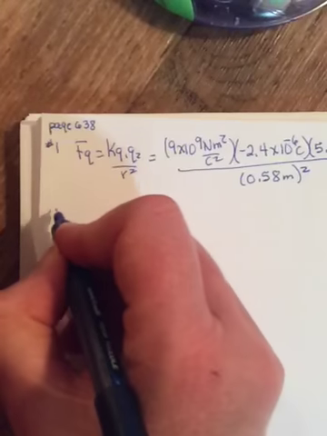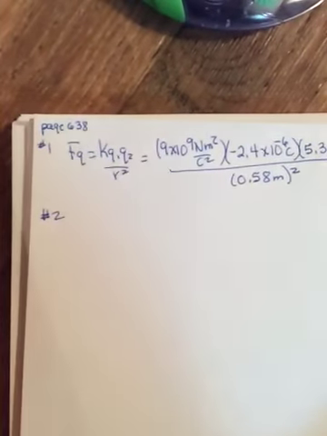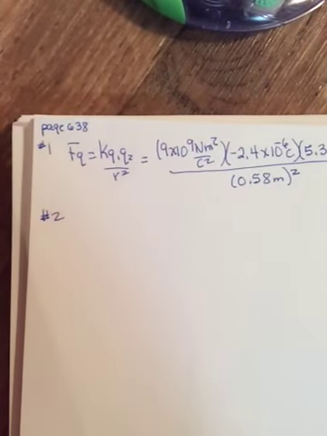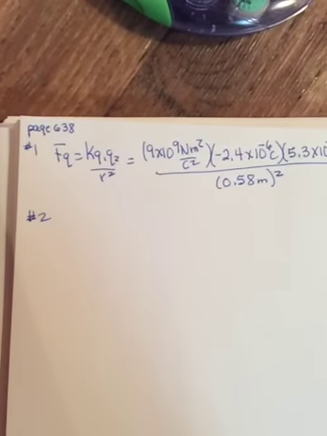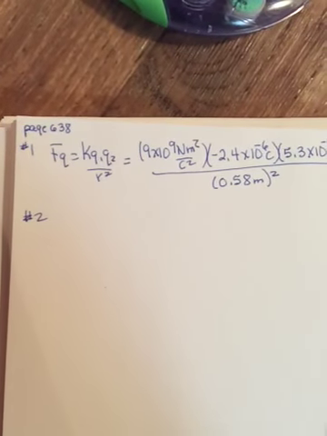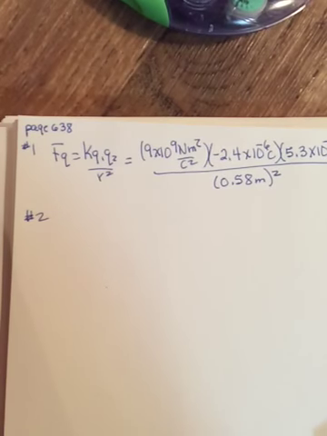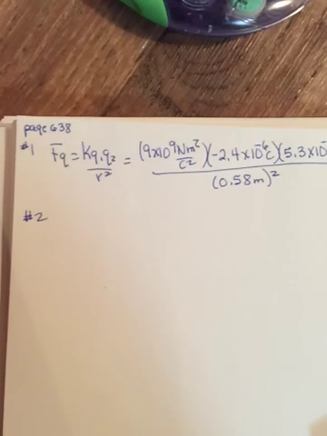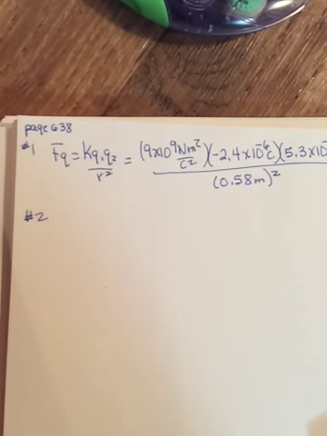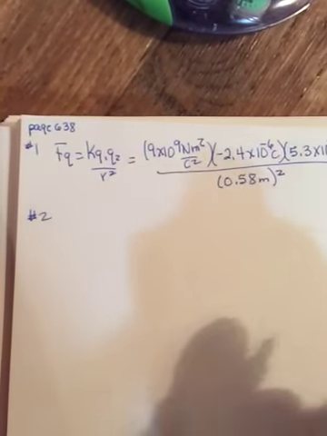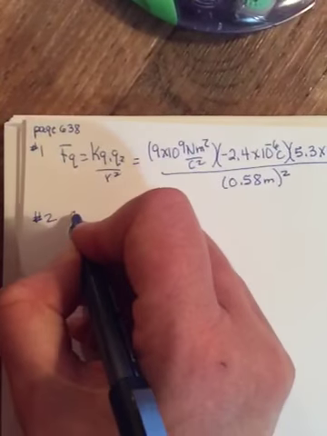Number 2. I was reading the next question, in case you're wondering why I got that mixed up, because I was thinking about something else. The electrostatic force of attraction between charges of positive 4 microcoulombs and negative 3 microcoulombs is 1.7 times 10 to the negative 1 newtons. What is the distance between them?